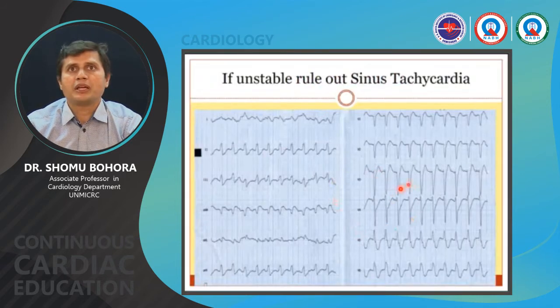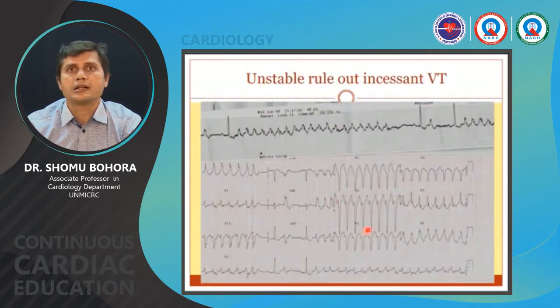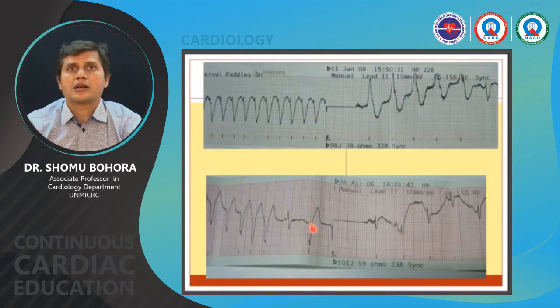So if you have a patient with a broad complex rhythm and the patient is unstable, before cardioverting, rule out sinus tachycardia as in this patient, or rule out incessant tachycardia, a patient who has a starting and stopping tachycardia. Even if you cardiovert, it is going to start again. As in this example, before the patient was cardioverted, the patient went back into sinus rhythm. So it is important to rule out these two before you cardiovert in an unstable patient.